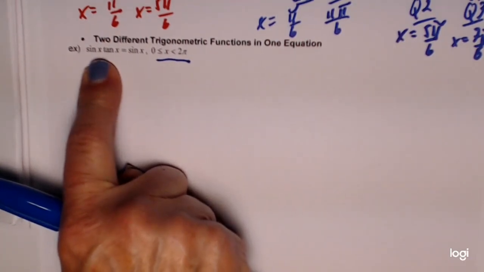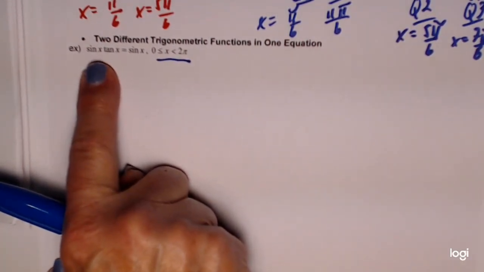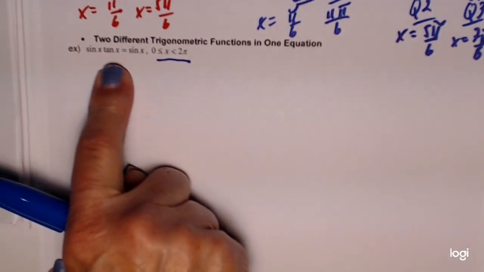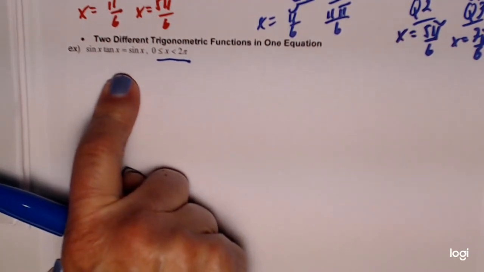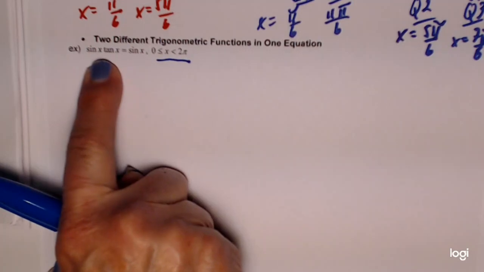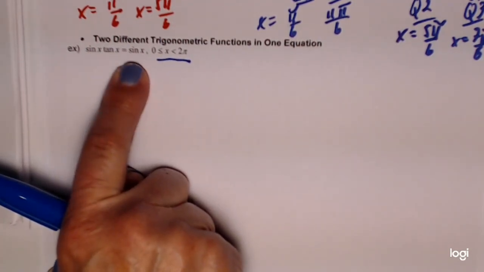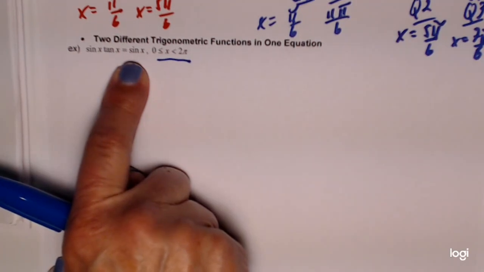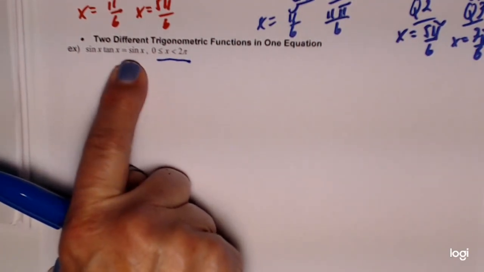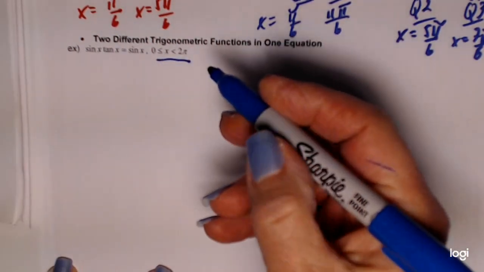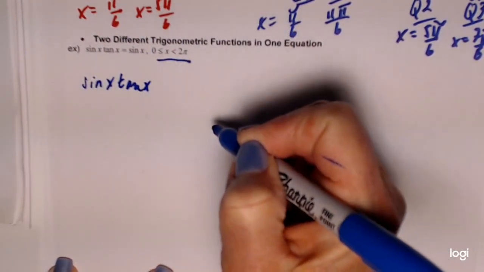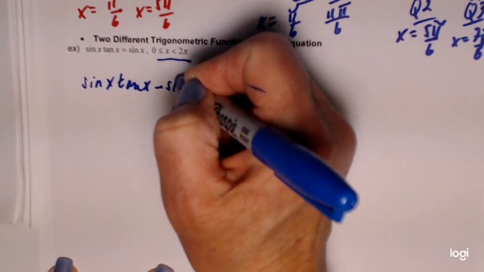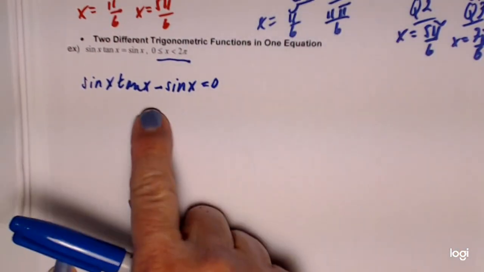To get started with this in regards to the algebra, we know that whenever we want to solve an equation using factoring, we absolutely have to have a 0 on one side of the equation, which we are not seeing. We have sine times tan on this side and sine on this side. So the first thing we have to do is algebraically get the 0 on this side, and we're going to do that by subtracting sine from both sides. So when we do that, we have our sine x tan x, and now we have minus sine x, and this is equal to 0.